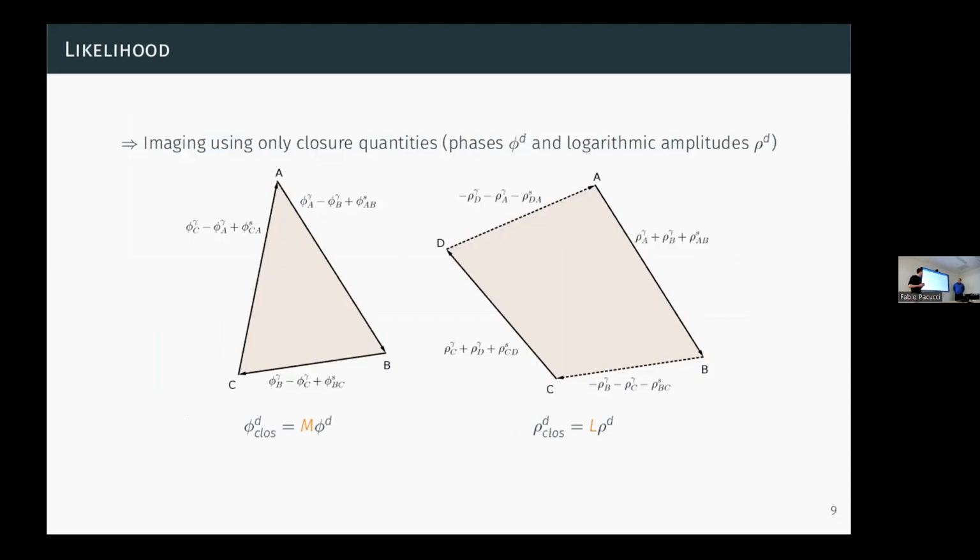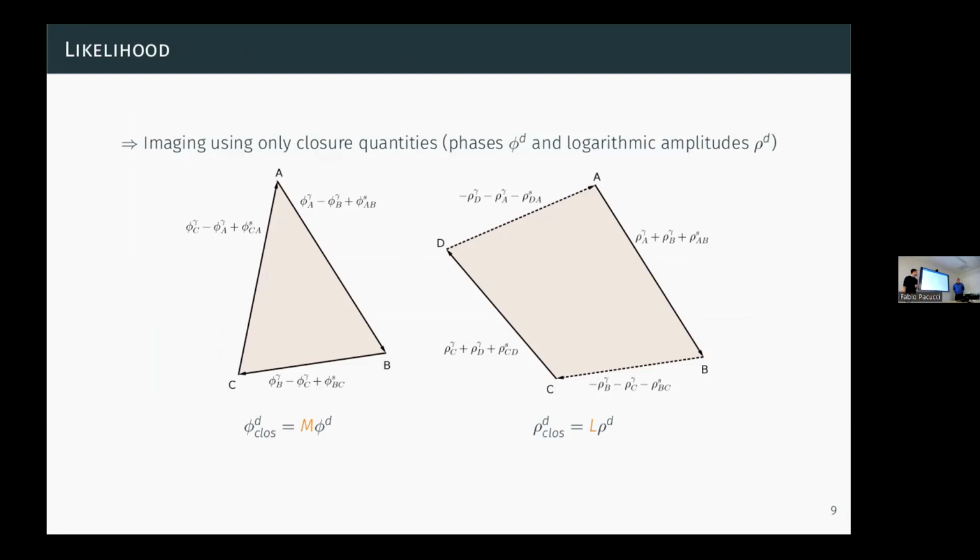I don't really need to introduce closures to you, but the most important thing that was troublesome for us is that you lose a few global pieces of information, like the absolute position of the source and the absolute brightness, when using closures only. This is something that we had to deal with in the analysis, and it also produced some artifacts along the way.